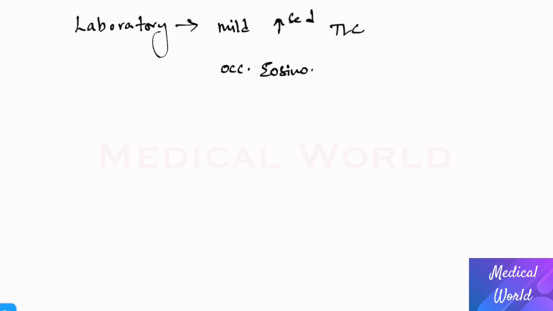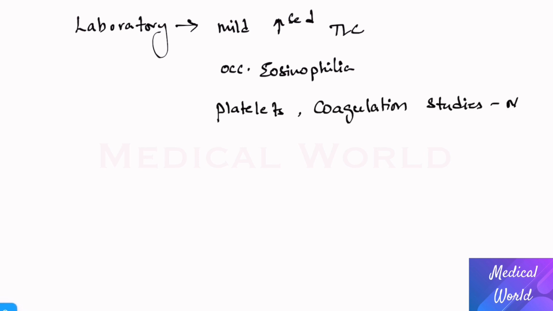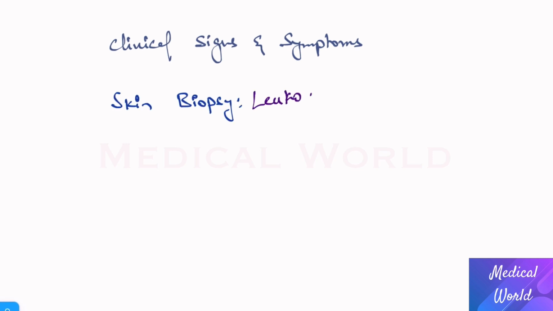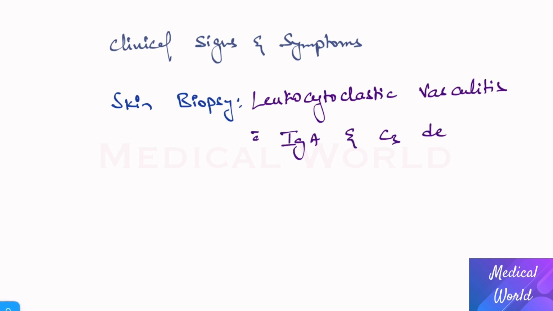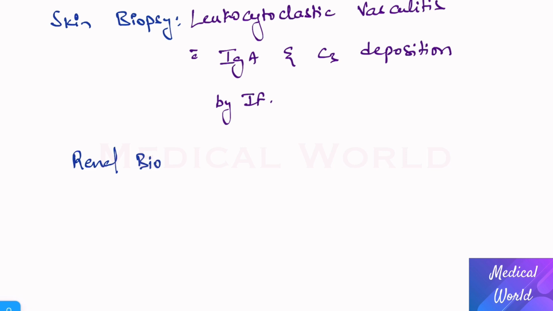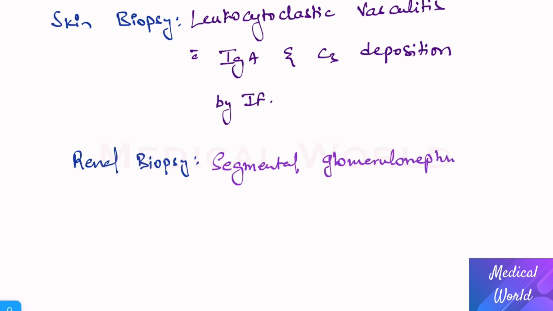So laboratory-wise, there will be minimal increase in TLC and occasional eosinophilia. Platelets and coagulation studies will be normal, and serum IgA levels will be elevated in up to 50% of the patients. Diagnosis is based mostly on clinical signs and symptoms. Sometimes skin biopsy will reveal leukocytoclastic vasculitis with IgA and C3 complement deposition by immunofluorescence. Rarely we do renal biopsy, if the patient has very progressive renal failure.